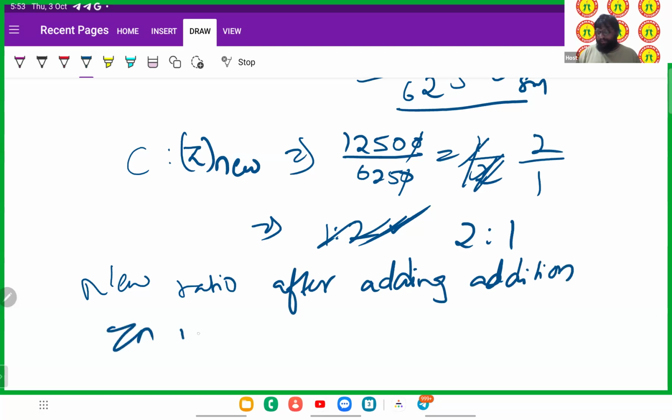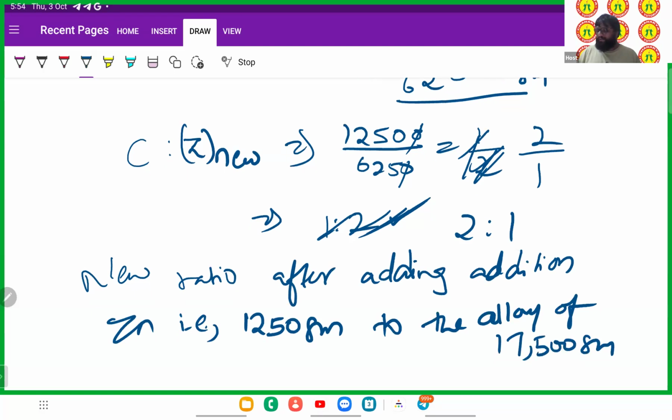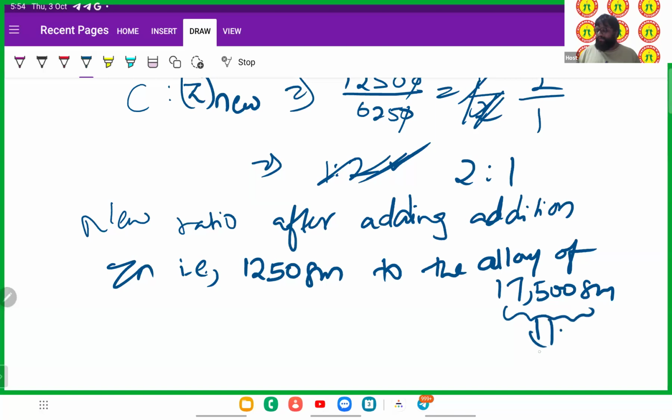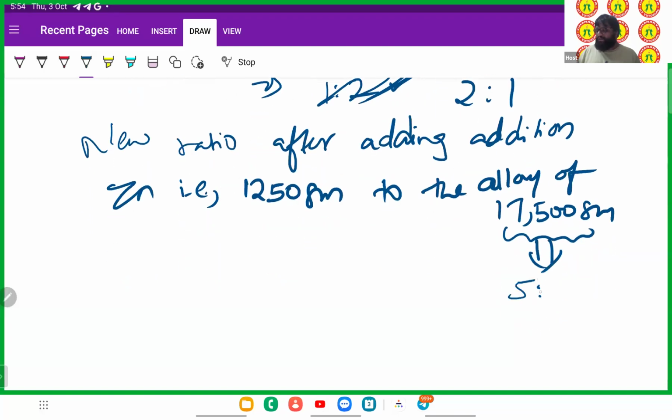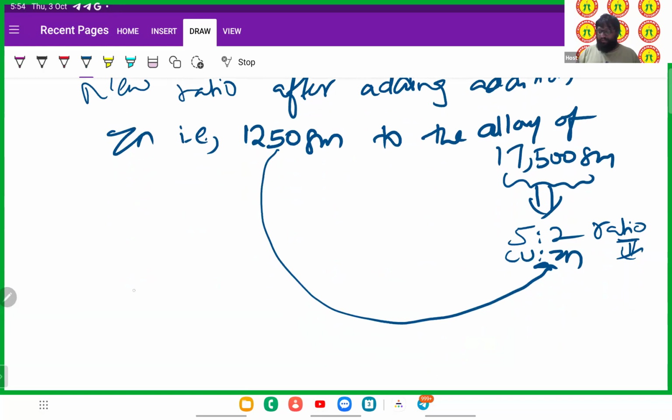So the new ratio after adding additional zinc of 1250 grams to the alloy of 17,500 grams, where the ratio of copper to zinc is 5:2, is 2:1. Such kinds of questions will be asked.